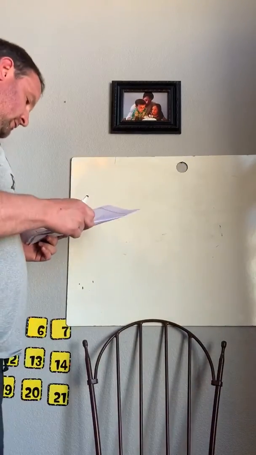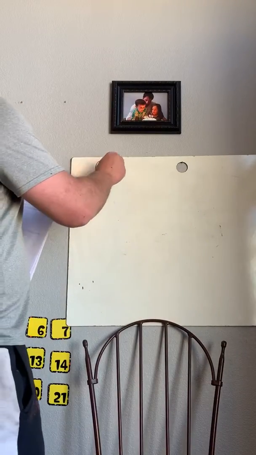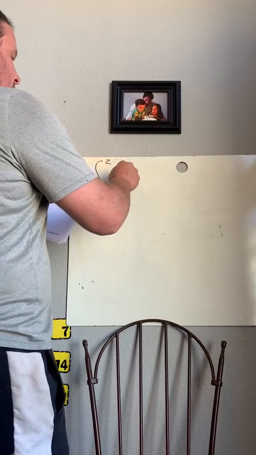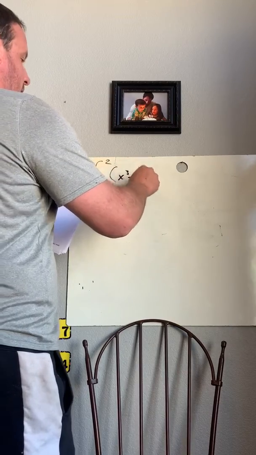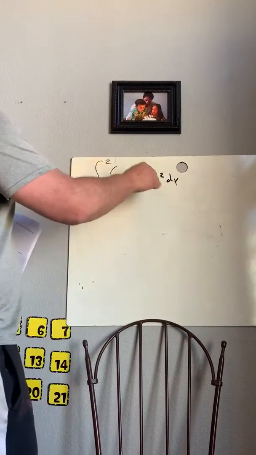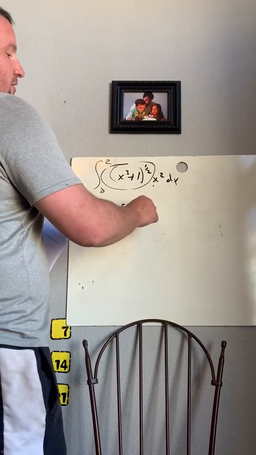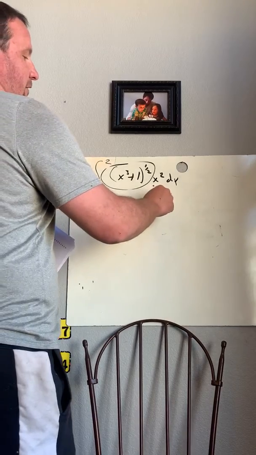Number 10 is the integral from 0 to 2 of x cubed plus 1 to the 1/2 times x squared. I'm not going to worry about this, I'm just going to worry about how to get this. So in order to get that, I start with x cubed plus 1 to the 3/2.